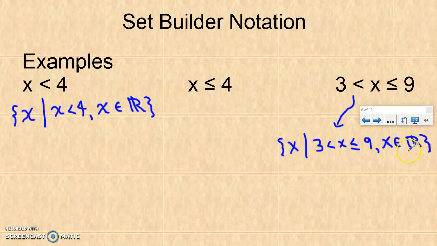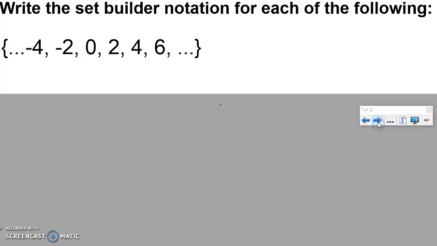You use this real number most of the time, especially when there's inequalities. You're going to see where I don't use a real number, but most of the time you say it's an element of a real number. All right, let's just try a couple more.